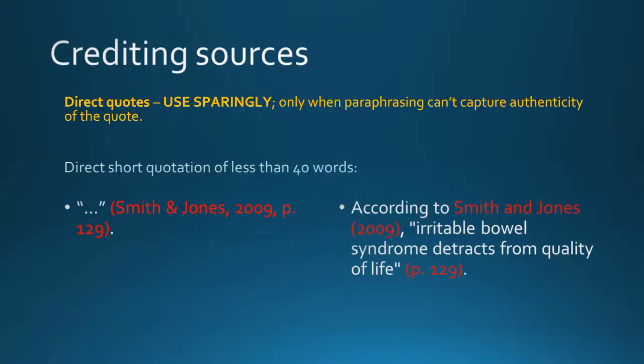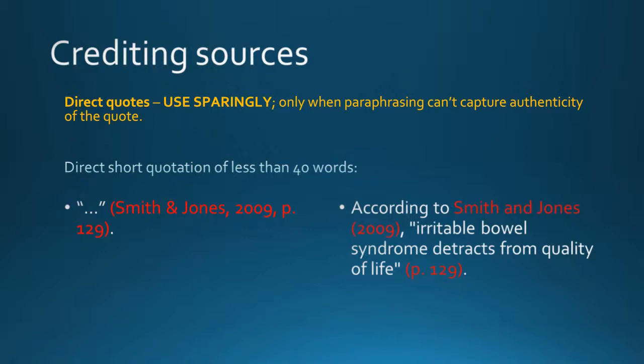Use direct quotes sparingly. You should only use a direct quote when you can't paraphrase with the authenticity of the original words. APA distinguishes between quotes of less than 40 words and quotes of 40 words or more. Yes, APA expects you to count the words in the quote. Quotes of 39 words or less require double quotation marks around the quote with the author or authors' names, the year of publication, and the page number where the quote can be found.